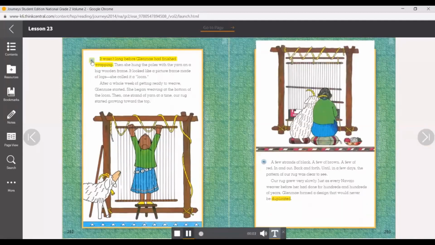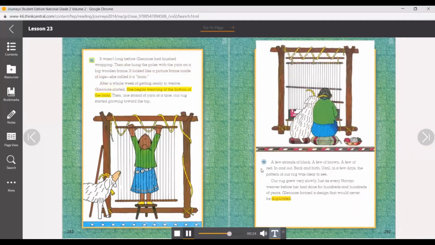It wasn't long before Glen May had finished wrapping. Then she hung the poles with the yarn on a big wooden frame. It looked like a picture frame made of logs. She called it a loom. After a whole week of getting ready to weave, Glen May started.